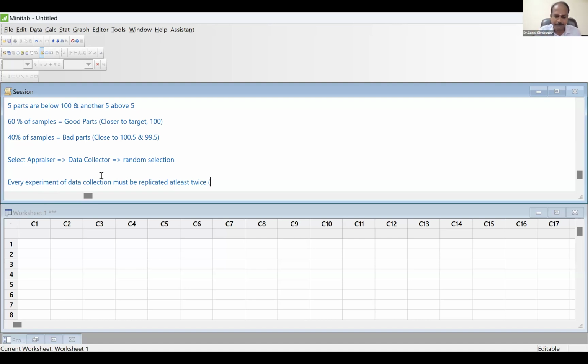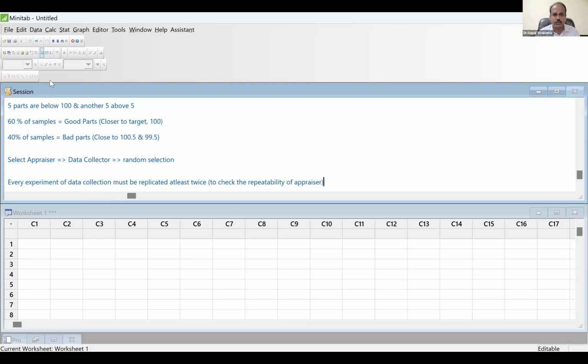You know why? To check the repeatability of the appraisal. Am I right? Otherwise, you will not be able to understand whether the operator is collecting the data consistently or not. That you will not be able to understand. All right, so these are the requirements.